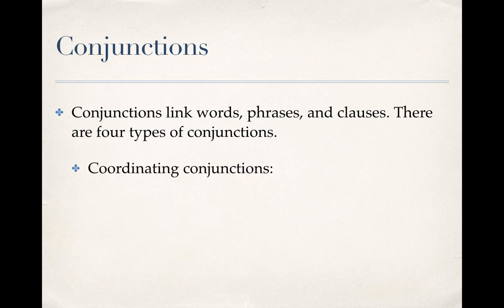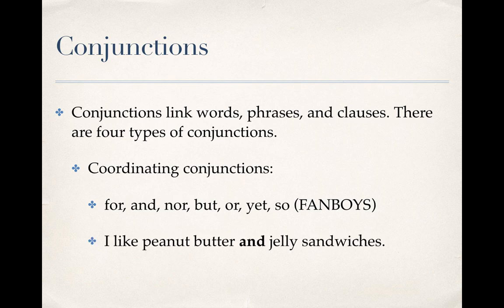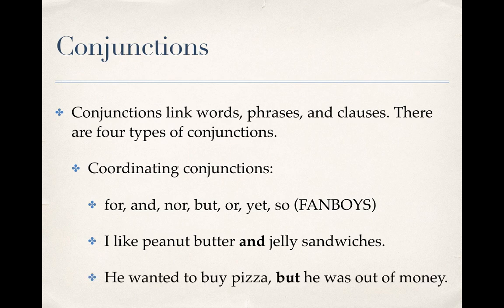The most common type of conjunction is coordinating, and so this is probably what you think of when you think of conjunctions. And you may have even seen this acrostic, FANBOYS, which stands for the words for, and, nor, but, or, yet, so. And these are just the most common conjunctions. They can link words. I like peanut butter and jelly sandwiches. They can link clauses. He wanted to buy pizza, but he was out of money. They're just your really basic conjunctions that we use all the time. Specifically, and, but, or, I would say are probably the most common ones. So those most people recognize pretty well.